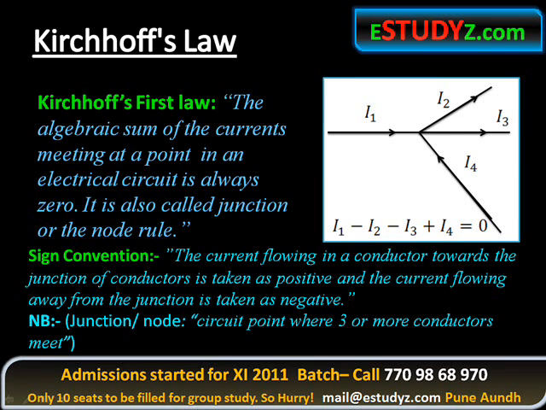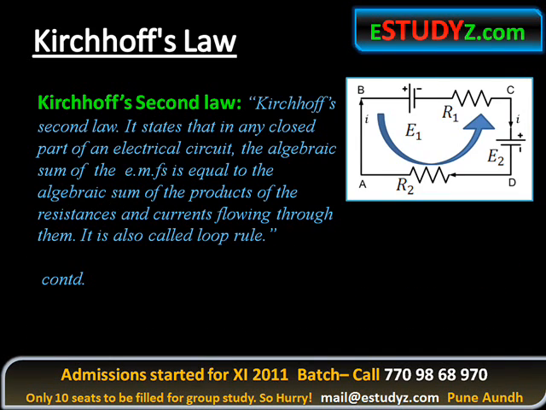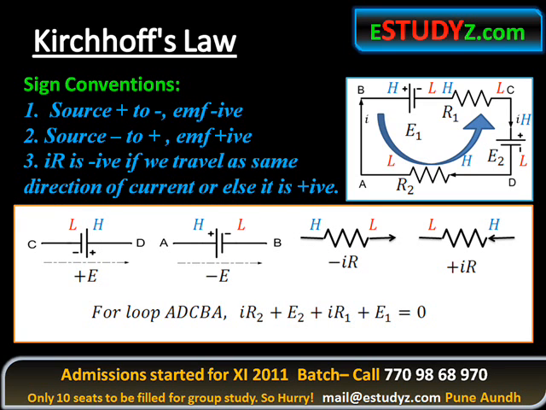The second law states that in any closed part of an electric circuit, the algebraic sum of the EMFs is equal to the algebraic sum of the products of the resistances and the currents flowing through the circuit elements. It is also known as the loop rule. Now to elaborate more on the loop rule, we'll see a few sign conventions.